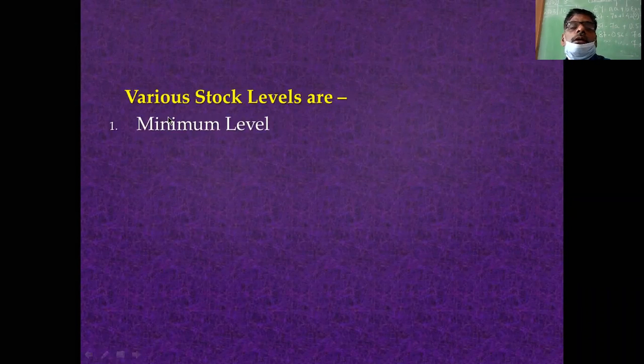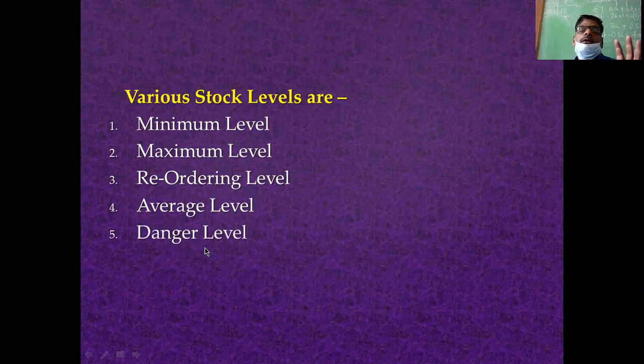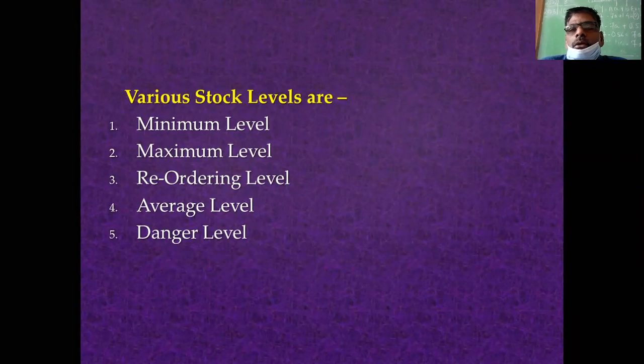Okay, these are the objectives. Then various levels of stock. First is minimum stock level. Second is maximum stock level. Third is reorder level. Fourth is average level. Fifth is danger level. These are the levels of stock. The question comes on this. The problems come on these five levels of stock.